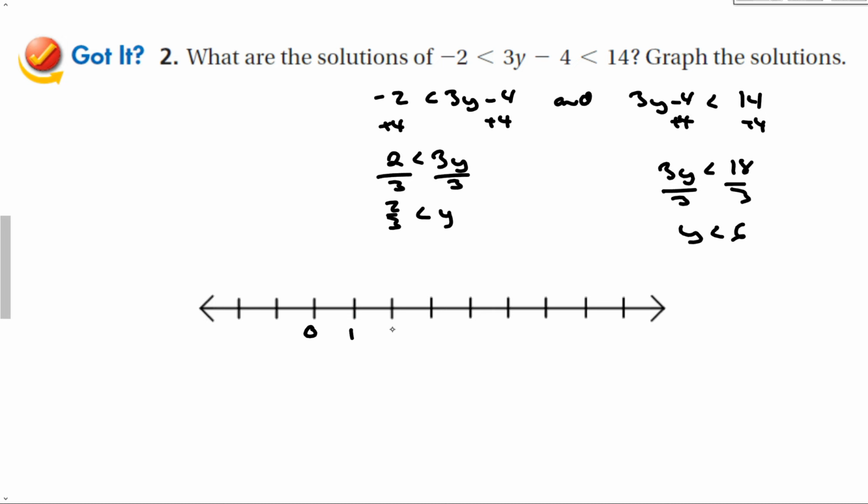Let's go 0, 1, 2, 3, 4, 5, 6 on my number line. And because of the and, these should overlap. For y greater than 2/3, we're going to go to the right, opposite here because the variable is on the right-hand side. And then y is less than 6 goes to the left. So open circle there. A solid circle on 2/3, which is about right there. And I connect the space in between them.